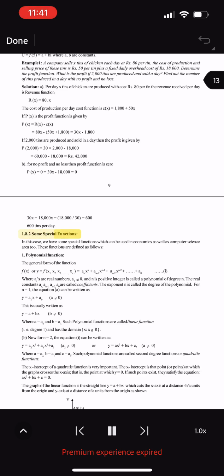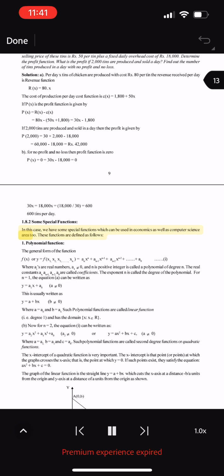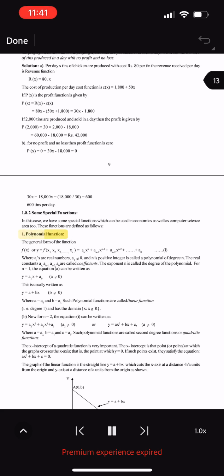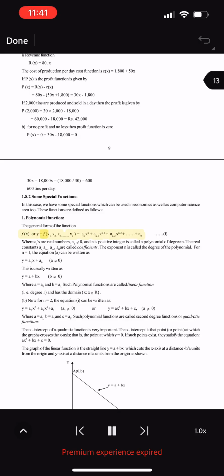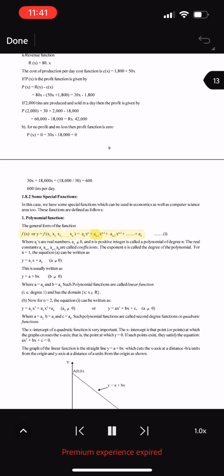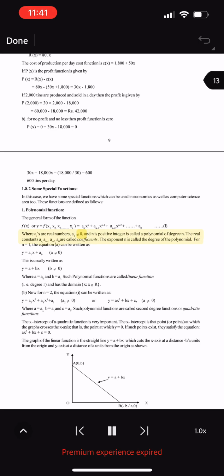1.8.2 Some special functions. In this case, we have some special functions which can be used in economics as well as computer science. These functions are defined as follows. 1. Polynomial function. The general form of the function f(x) or y = f(x1, x2, x3, ..., xn) = a_n x^n + a_(n-1) x^(n-1) + a_(n-2) x^(n-2) + ... + a_0, where the a_i are real numbers, a_n ≠ 0, and n is a positive integer, is called a polynomial of degree n.